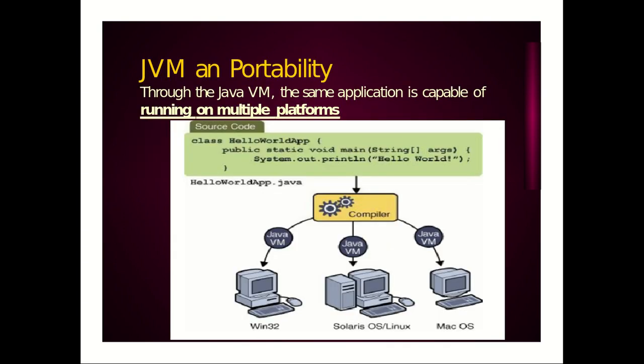JVM portability. Through the Java virtual machine, the same application is executable on different platforms. For example, here is the source code for the class HelloWorldApp, and after compiling that code it will generate the HelloWorldApp.class file. There are three different execution environments shown in the diagram: Windows 32, Solaris OS, Linux, Mac OS. That way it will execute the same program, the same bytecode, on different platforms.